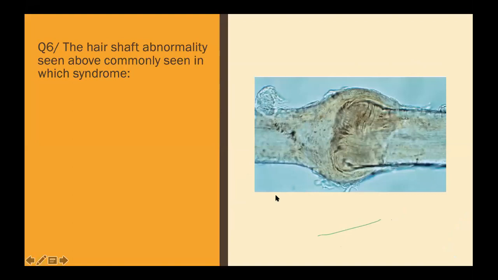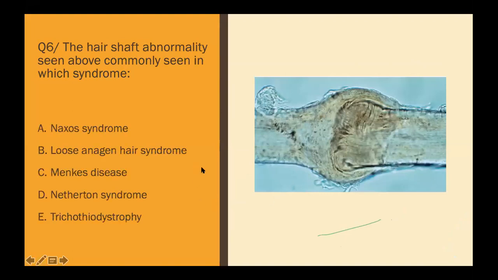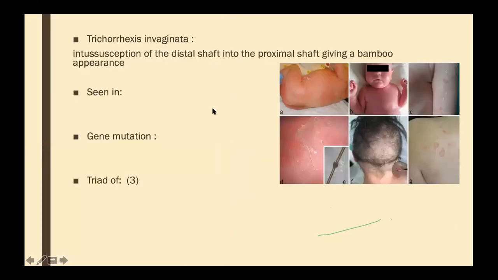Okay, question 6. The hair shaft abnormality seen above, most commonly in which syndrome? Nexus, Luzanogen, Menkes disease, Netherton, trichothiodystrophy. Well done. D, the correct answer. What do you think? What do we call this hair abnormality? Exactly, trichorrhexis invaginata. That's correct.